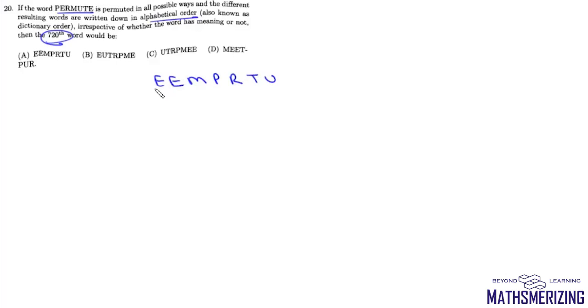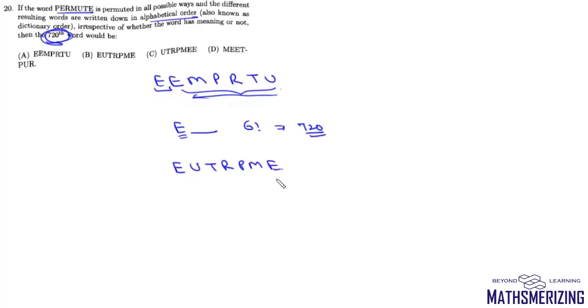Now the total number of words that start with E is given by, we need to arrange these 6 remaining letters. It can be done in factorial 6 ways, and that is 720. So that means this 720th word is actually the last word starting with E. Now how do we find the last word starting with E? So we'll get this E, and then we have to write all these letters starting from U all the way up to E. So it'll be E, U, T, R, P, M, and E. And that's your 720th word. So it should be E, U, T, R, P, M, E, and that's your option number B.